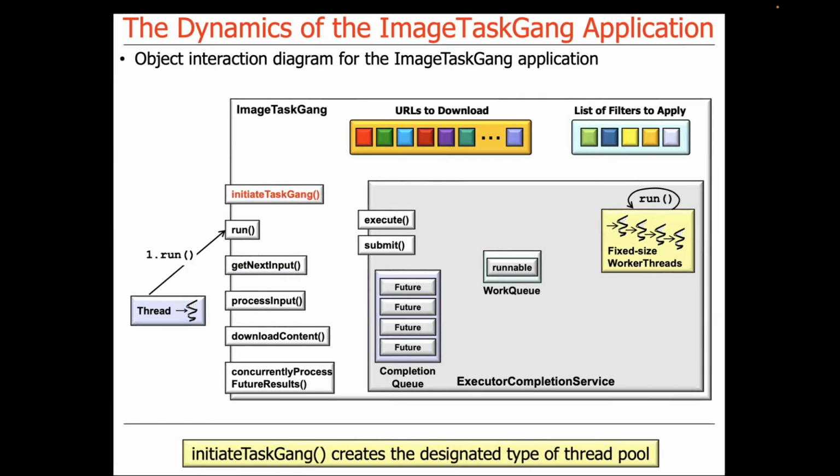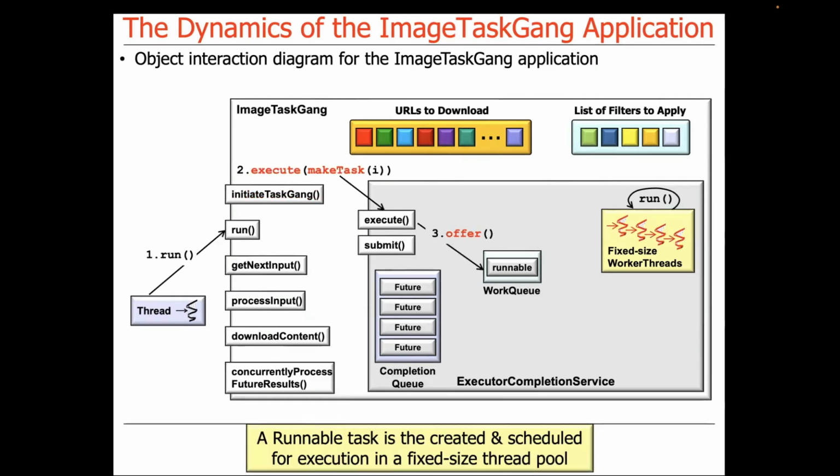The InitiateTaskGang method is called via the run hook method to create the appropriate type of thread pool. And in this particular case, we're going to create a fixed size pool of worker threads. There's another kind of case as well.